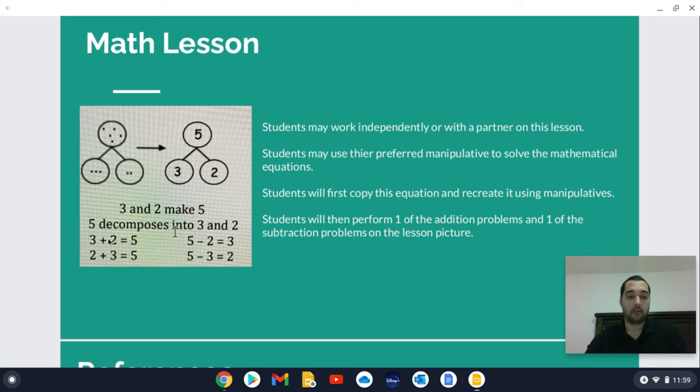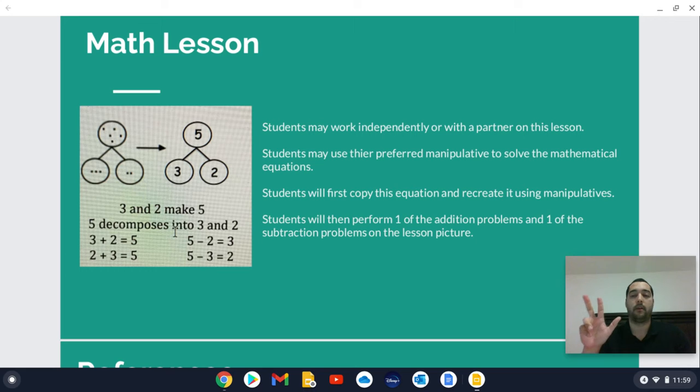Now, students, we have this set of equations here. You see how there's 1, 2, 3, 4, 5 little dots here? Well, we count the dots or the objects, and we put the number over here, which tells us 5 can be represented by 5 dots. But how do we get to 5? If we have 3 and we have 2, how many do we have?